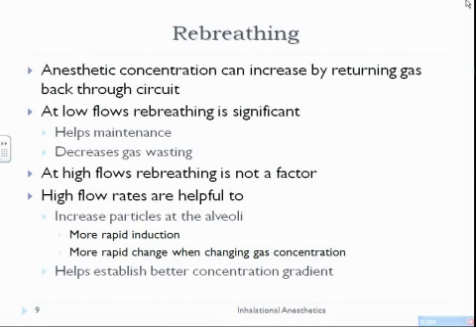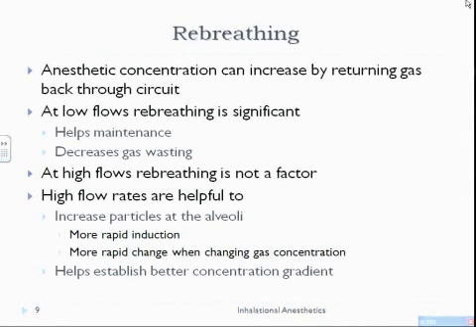The reason high flows are useful is that it increases particle numbers to the alveoli. So if I'm trying to get induction to take place, I want to go to high flows. I want the gas to get in there quickly, because all that dead space is going to get pushed in and get there quickly. High flows during the maintenance phase doesn't make sense. It's just wasting gas. So in the maintenance phase, when I know I have the right concentration at the alveoli, then I drop my flow rates to low flow rates.